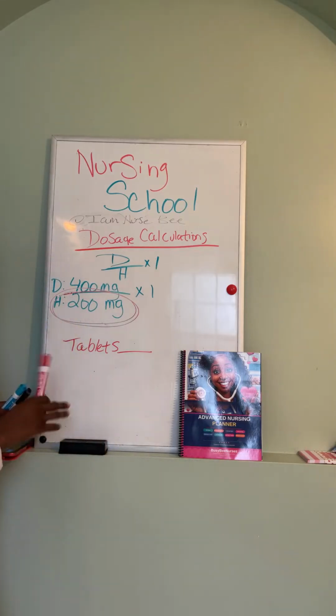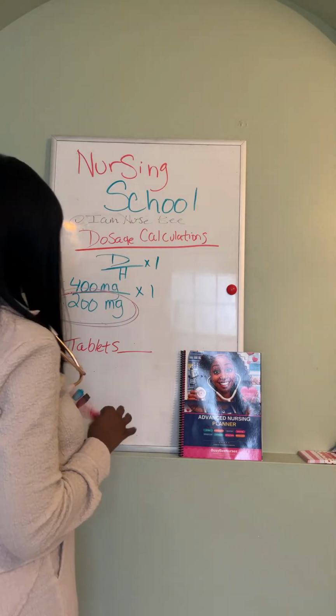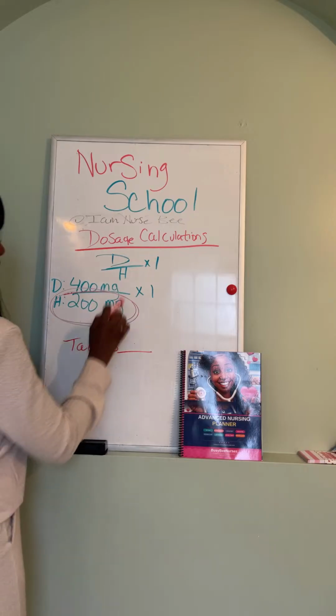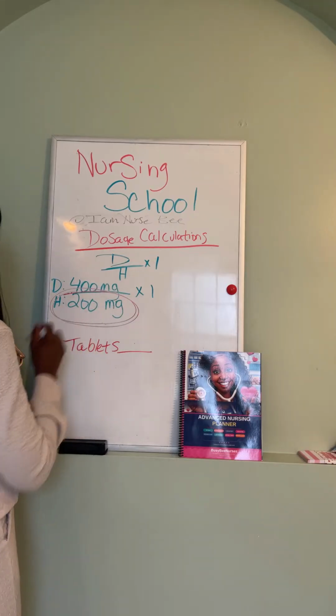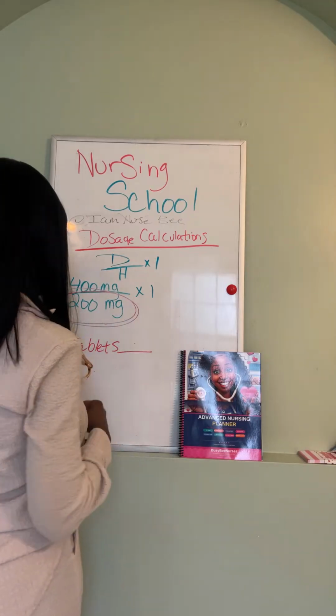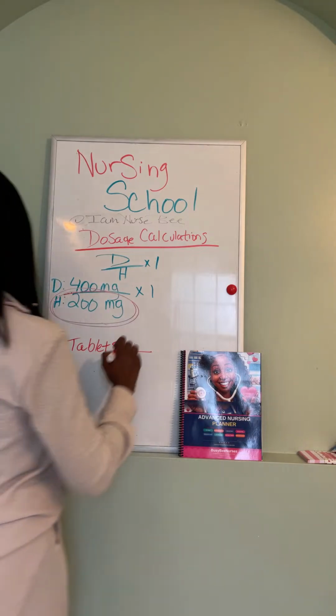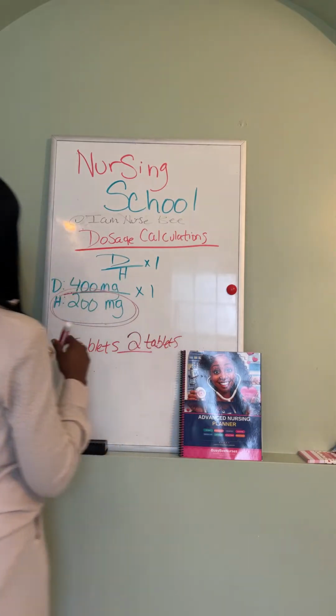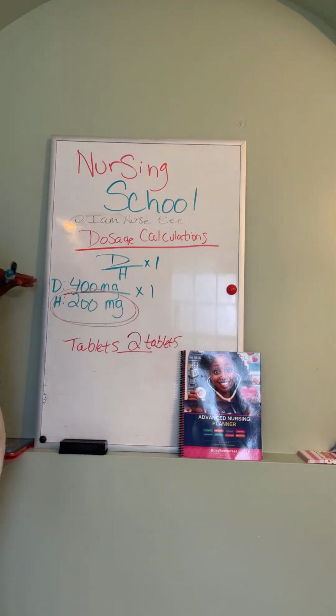What do you guys think? So we're going to do 400 divided by 200, and you times it by 1. And that's going to give you 2 tablets. Okay? And this is pretty simple, okay?